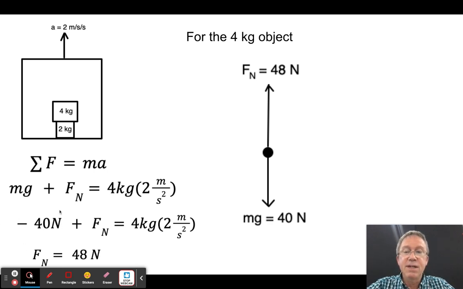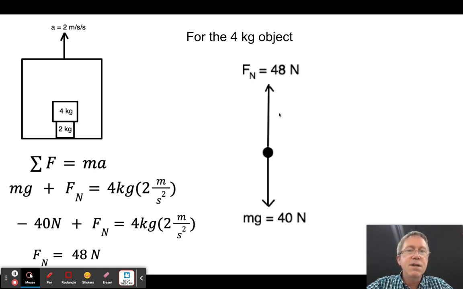I'm going to call the downward direction negative, so it's negative 40. There's a normal force pushing up on it between these two, the surface of the 2 kilogram box pushing up on it, with a normal force that I don't know yet. But I do know this 4 kilogram object is accelerating in the positive direction at 2 meters per second squared. So the sum of the forces equals ma. M is 4, a is 2, so that gives me 8. This is negative 40, so when I solve for this, I get 48. So the normal force between these two boxes is 48 in the upward direction.